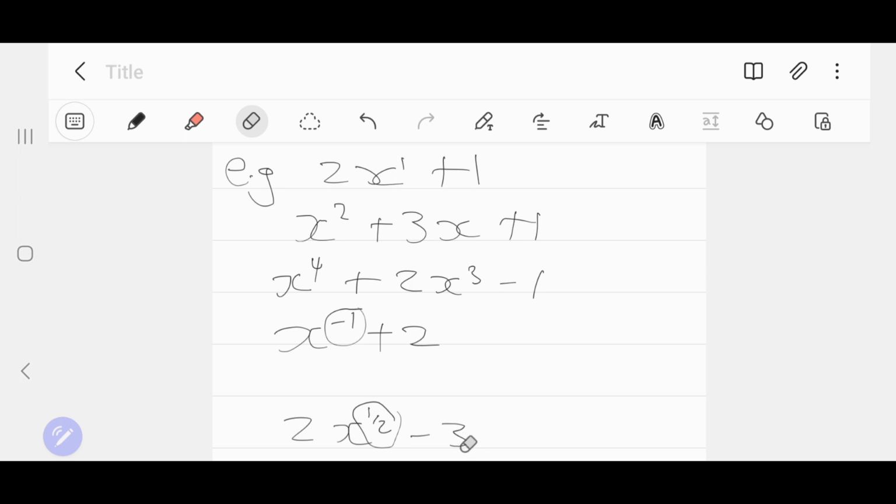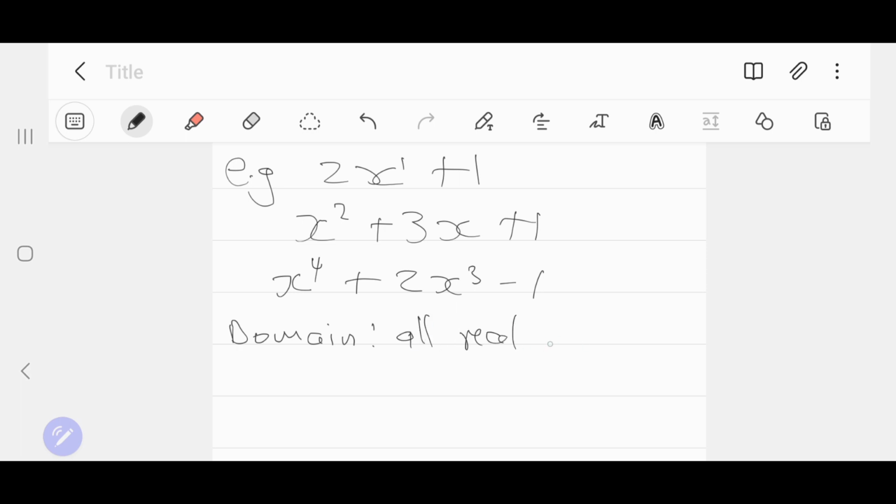On how do we find now the domain of the polynomial function. So the domain of a polynomial function, people, is all real numbers of x. So this means positive numbers and negative numbers are included in our domain.